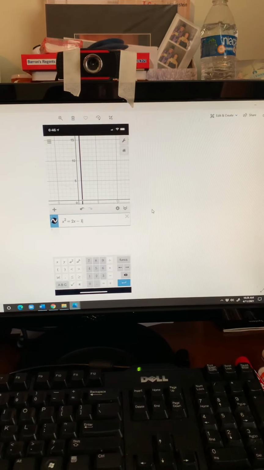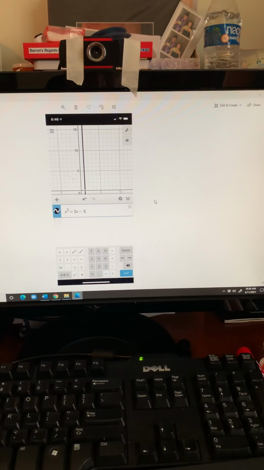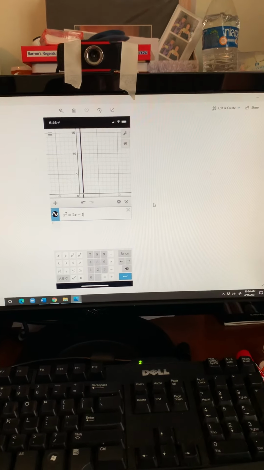If you look at this equation, x squared is 2x minus 1, it looks like there's just one solution. It looks like the solution is 1.